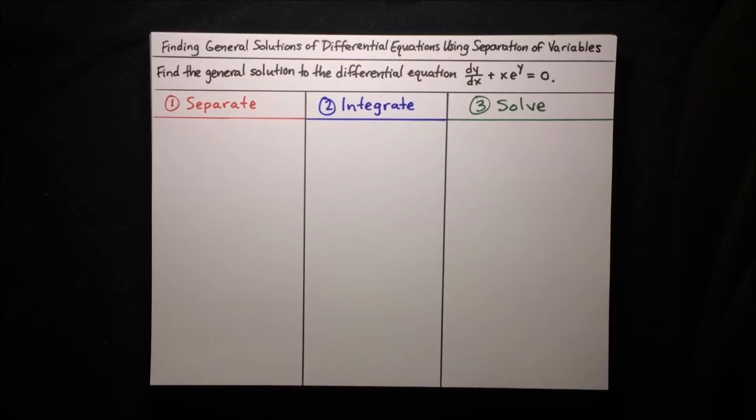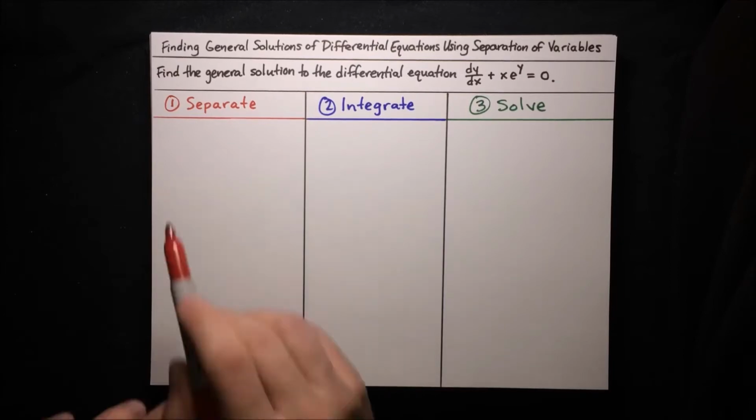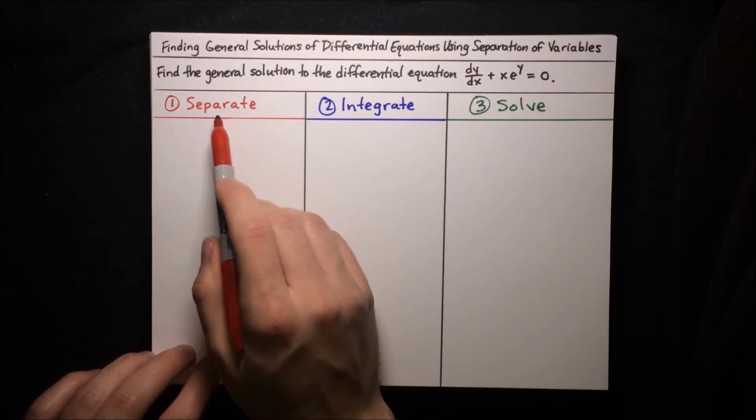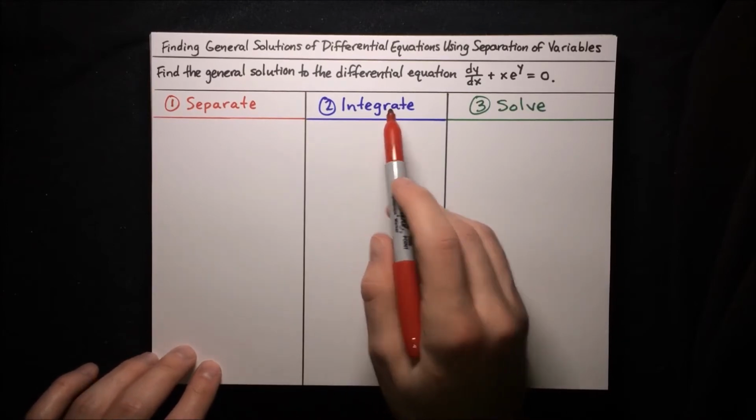In this video, I'm going to show you how to find general solutions of differential equations using separation of variables. So here we want to find the general solution to the differential equation dy/dx plus x e to the y equals 0. And the way we're going to do this is we're going to use a three-step process. First, we'll separate, we'll see what that means in a moment, then we'll integrate, and then we'll solve.